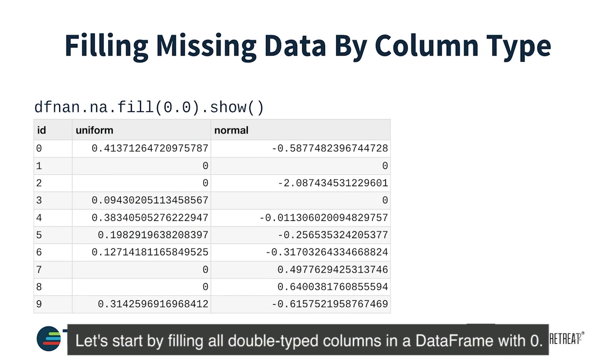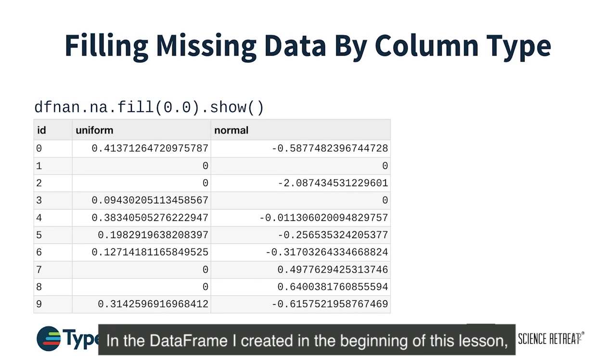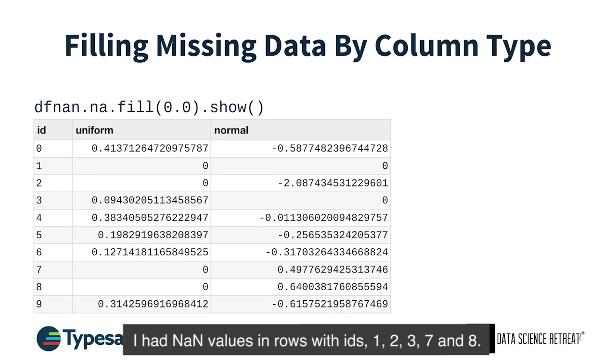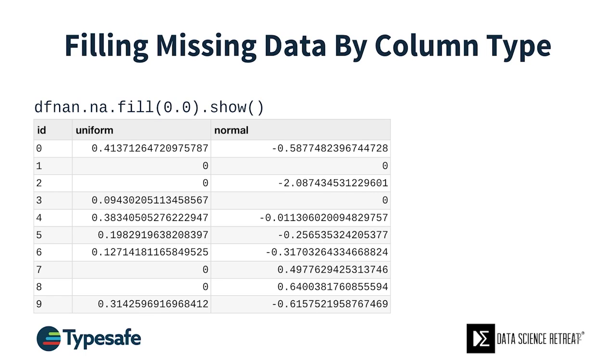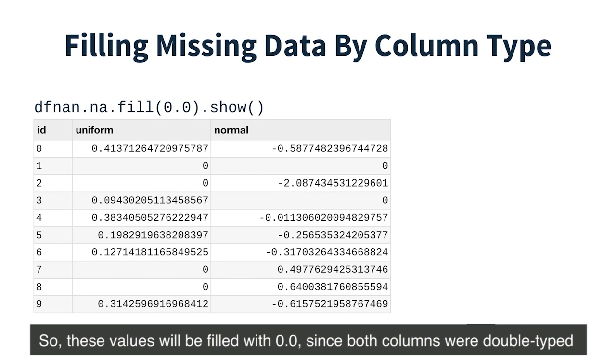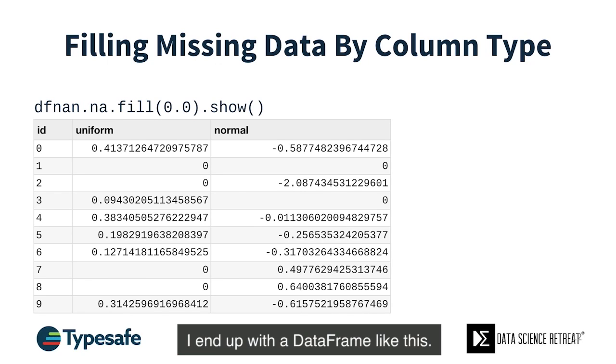Let's start by filling all double-typed columns in a data frame with 0. In the data frame I created in the beginning of this lesson, I had NaN values in rows with IDs 1, 2, 3, 7, and 8. So these values will be filled with 0, since both columns were double-typed. I end up with a data frame like this.